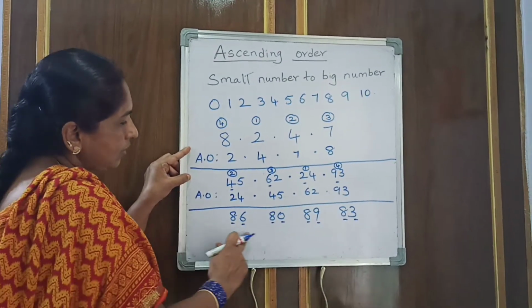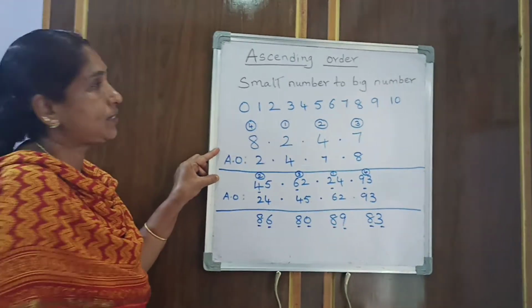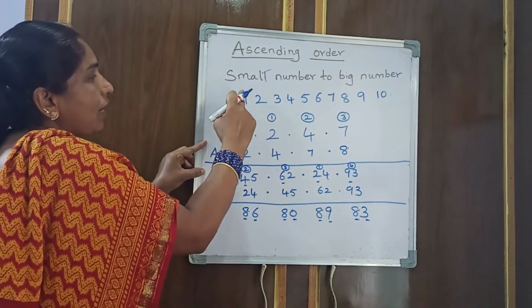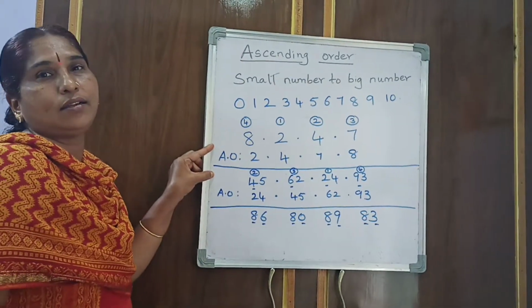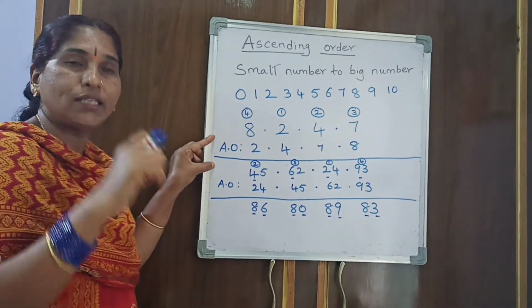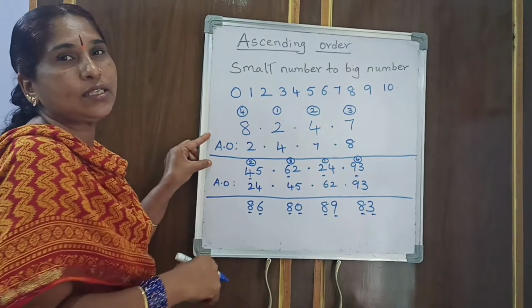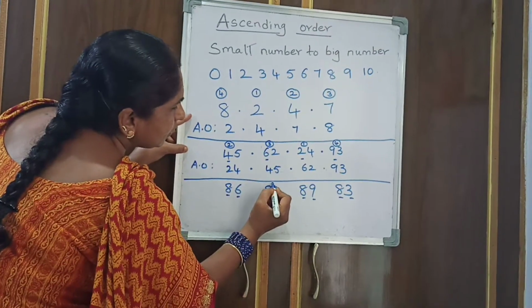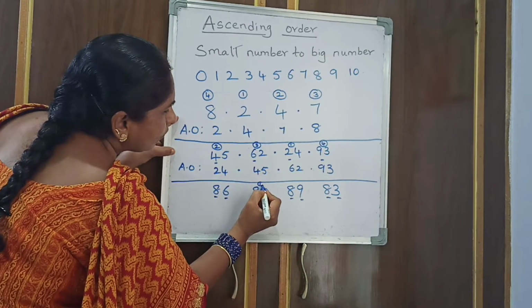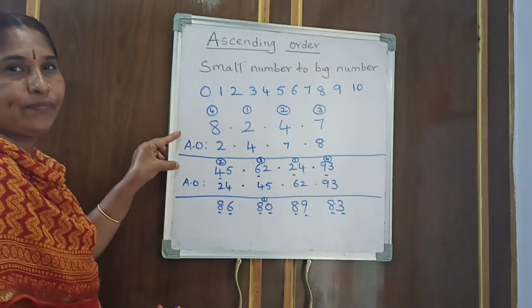Now see here, 0 is the smallest number. See here, number line: 0 after 1, 1 after 2. So 0 is the smallest number. So first, 80 is the first number. So write 1 on the top of the number 80.